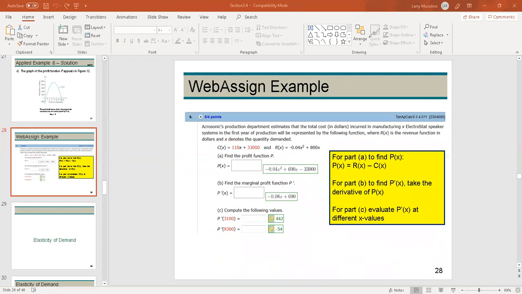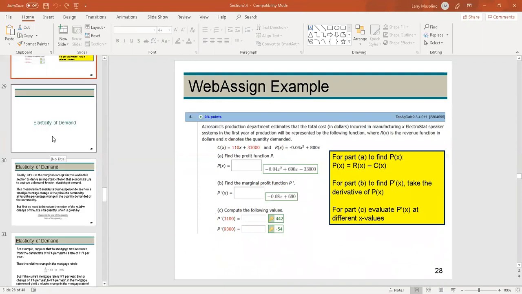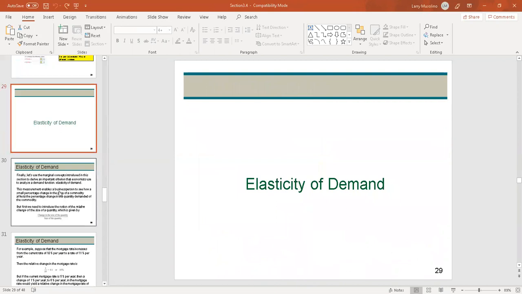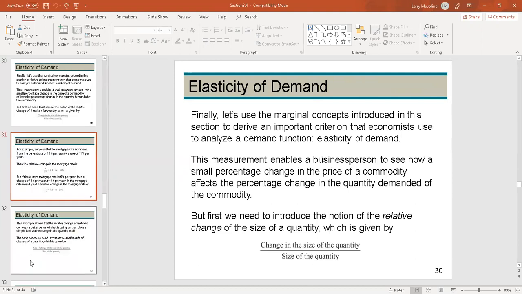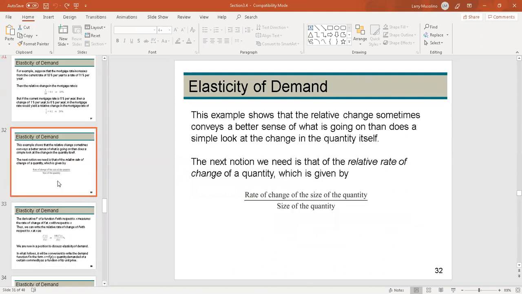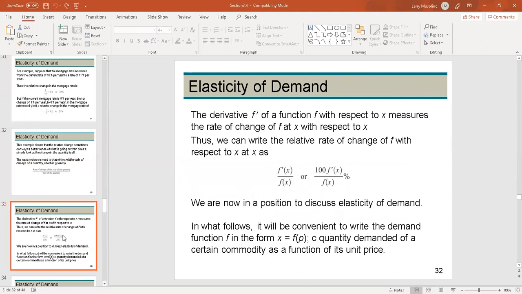All right, well, one more item to discuss. There's something called, in economics, elasticity of demand. And this involves a derivative function. So what we're going to end up doing is thinking about the change in the size of a quantity divided by the actual size. We call that relative change. You could probably relate this to a percentage increase. And so what we're going to end up doing is calculating the derivative of a function divided by the original function.